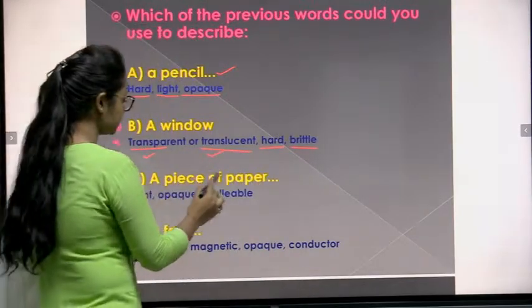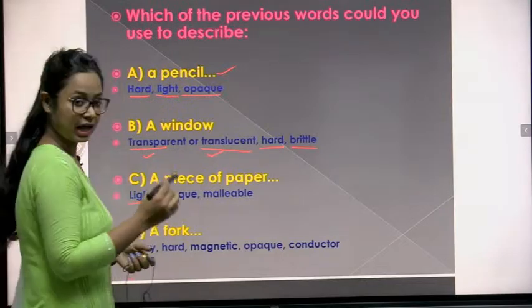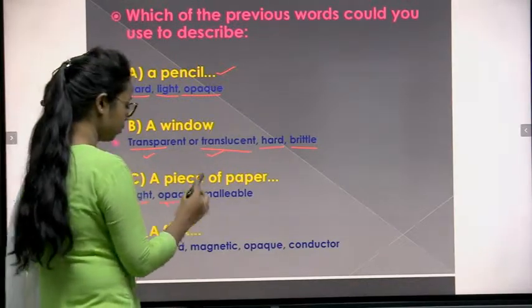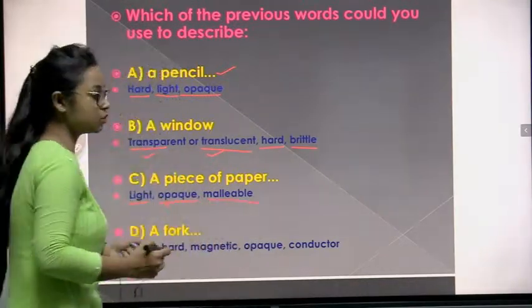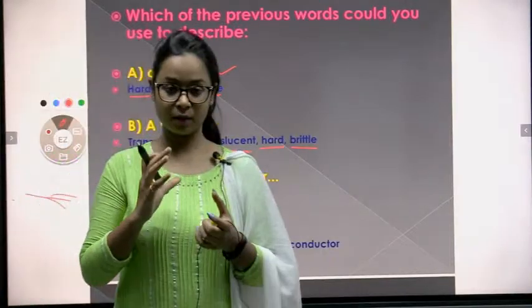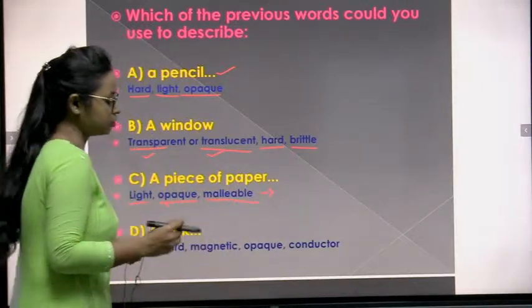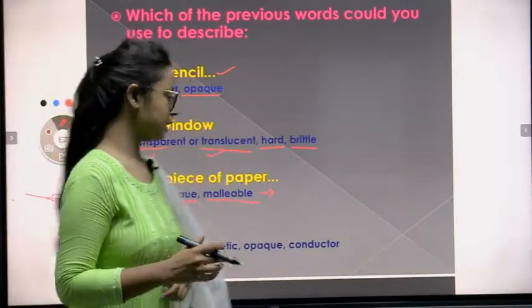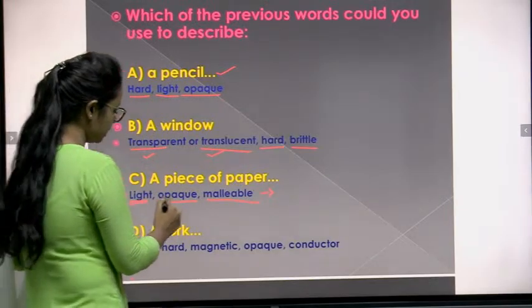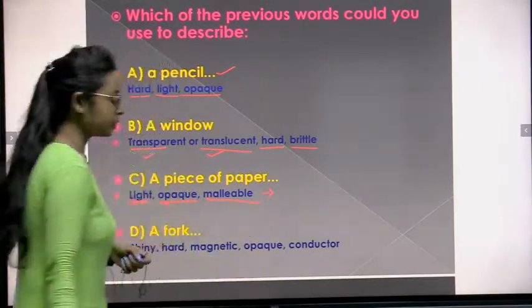Next is a piece of paper. A piece of paper is a lightweight and opaque material, and malleable means you can give a shape to a paper in any shape, right? So that is malleable. I have told you, when you can give shape to something, that is called a malleable thing, right? So this is a lightweight and opaque material, and also malleable.